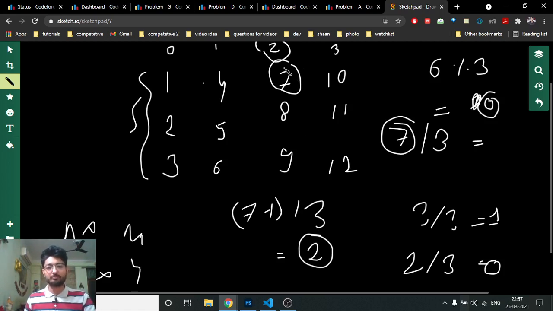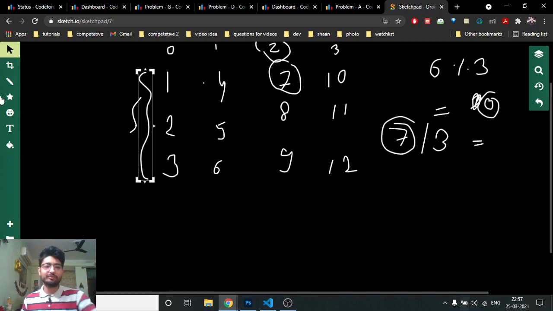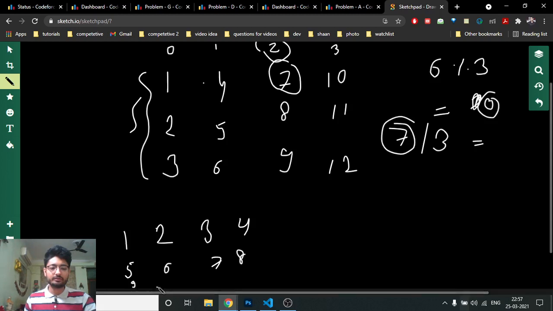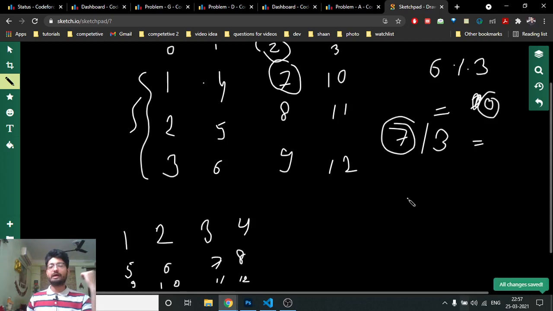Now if you do the same thing in a row wise fashion, as you can see, 1 2 3 4 5 6 7 8, then 9 10 11 12. So now what you have to do here is first see in which row my number is. As you can see, this number 6 mod 3 will give you in which row it is. Okay, so the number of row is 0.